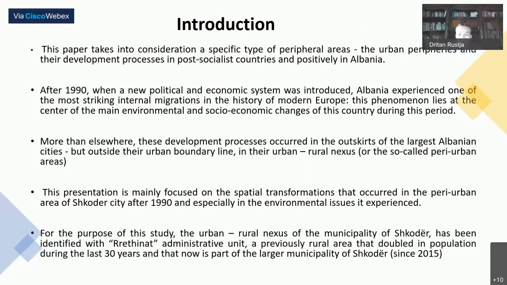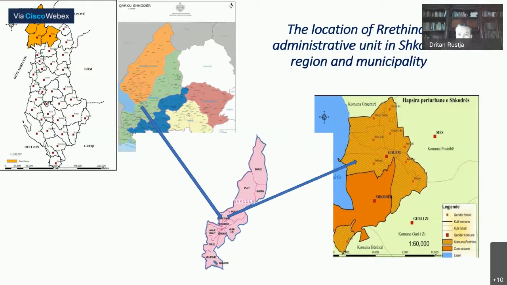For the purpose of the study, the urban-rural nexus of the municipality of Schröder has been identified with Rathinat administrative unit. We have a map here of this area. This is an area that was previously a rural area, but that now is part of the larger municipality of Schröder since 2015, when Albania had a new land and administrative reform. So in the map here, we can see the location of the region of Schröder in northwestern Albania, close to Montenegro. And this is the new municipality of Schröder with all its new administrative areas. And here we have the peri-urban area of Schröder city, the Rathinat administrative unit that lies on the periphery of the city of Schröder, that actually is also the center of this new municipality.